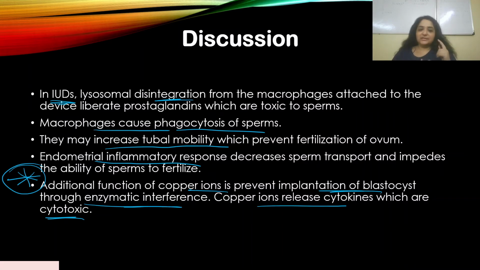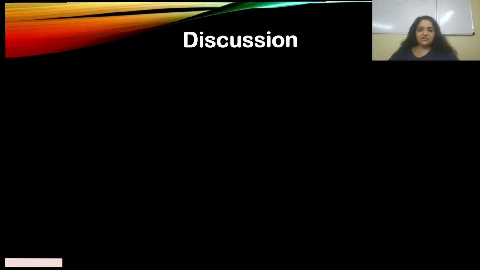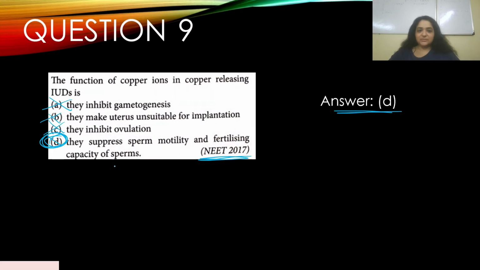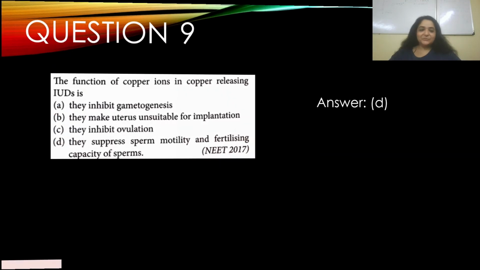So this is an additional function of copper ions in copper T IUDs. This will also come up later in one of the questions, so I suggest you note this down. But I've mostly answered that, and it's also mentioned in NEET. They suppress sperm motility and fertilizing capacity of sperms, and it obviously appeared in NEET 2017. So yeah, that's the answer.